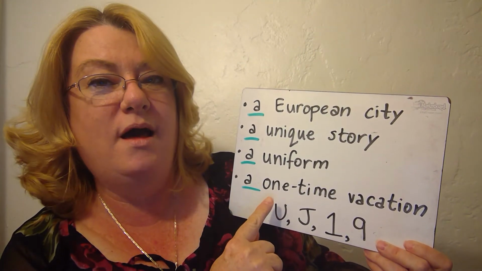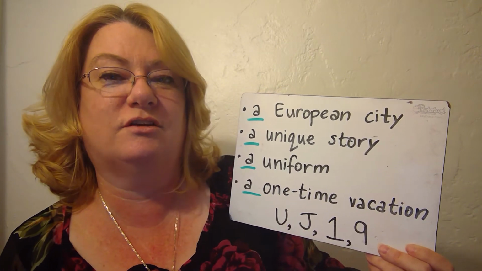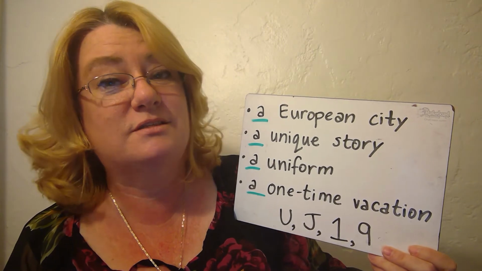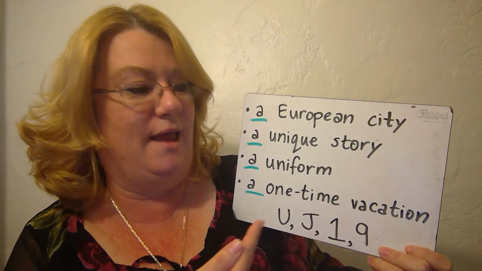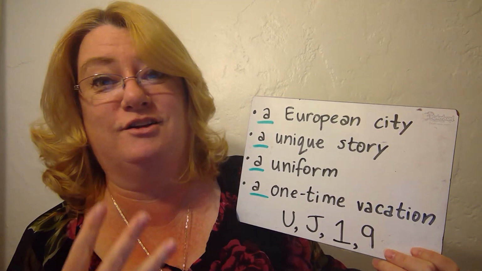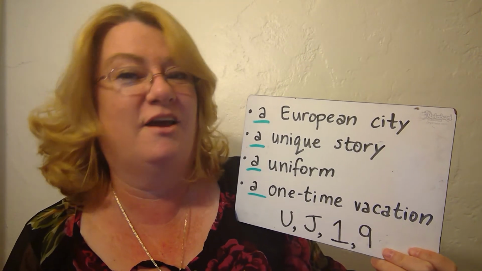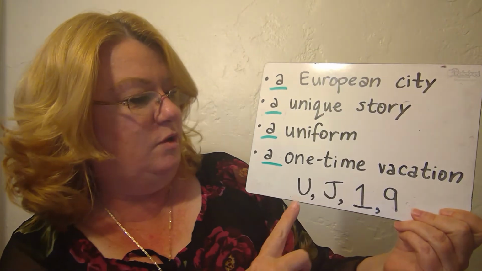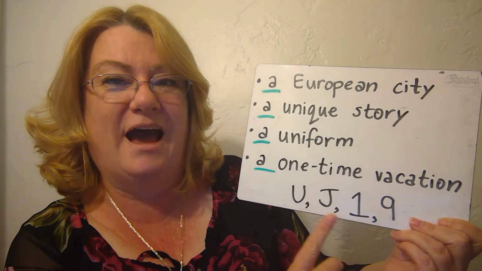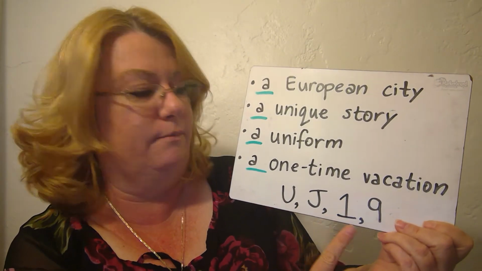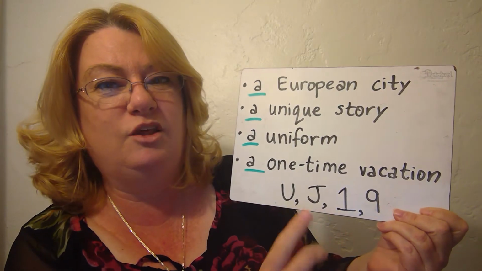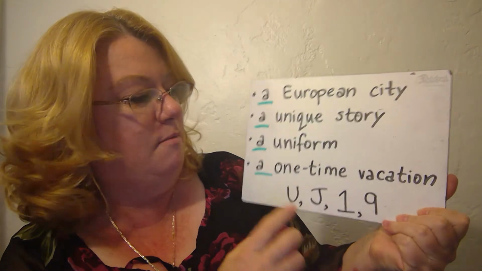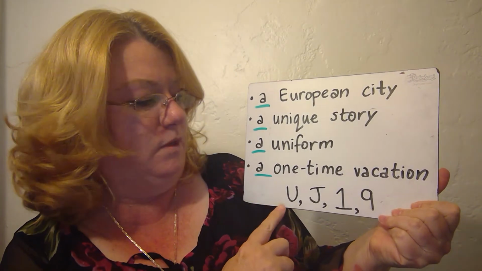A one-time vacation. One has the W sound. It's a consonant, even though it's written as a vowel. I know English does the strangest things, but I am impressed by how you keep persevering. So here are some of the letters and numbers that you would think would be like a vowel, but are actually a consonant sound.